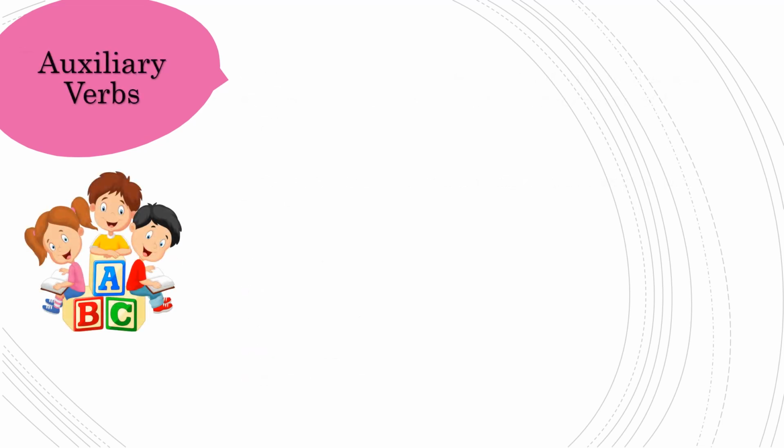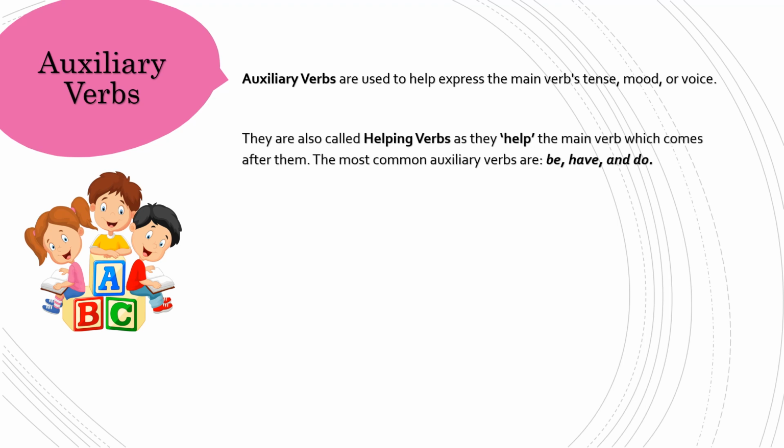Auxiliary verbs. Auxiliary verbs are used to help express the main verb's tense, mood, or voice. They are also called helping verbs, as they help the main verb which comes after them. The most common auxiliary verbs are be, have, and do.